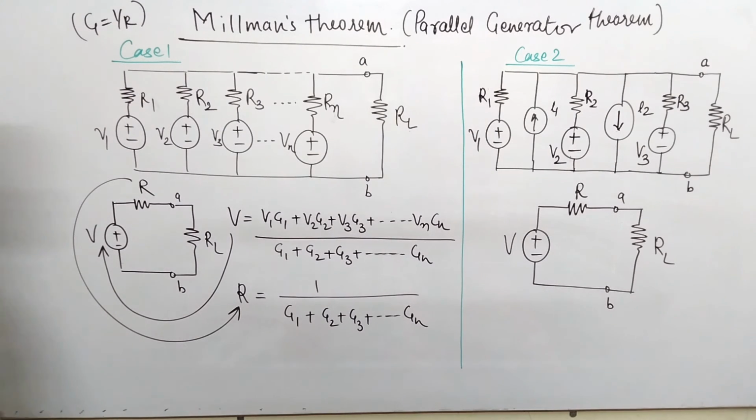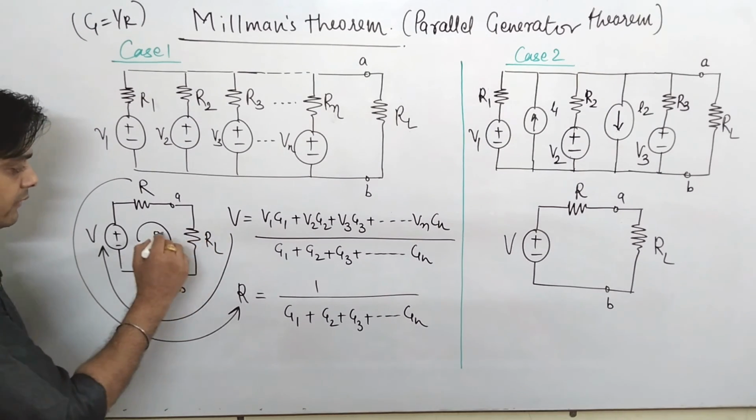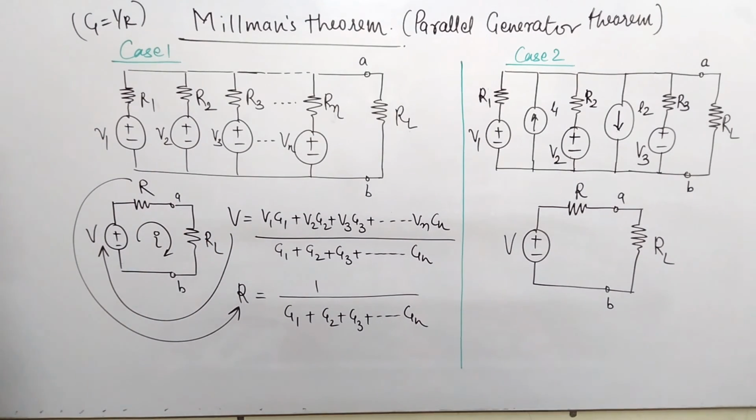With the help of these two formulas, one can easily find the value of V and R, and by applying the concept you can find the value of current and voltage across the load. So this is all about Millman's theorem for case 1. Now we will see case 2.